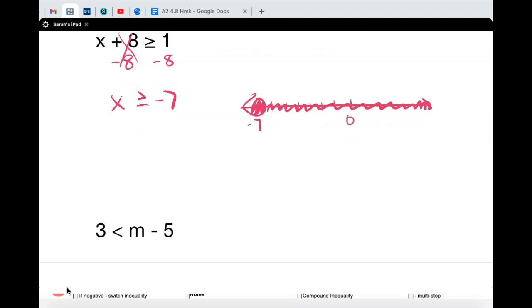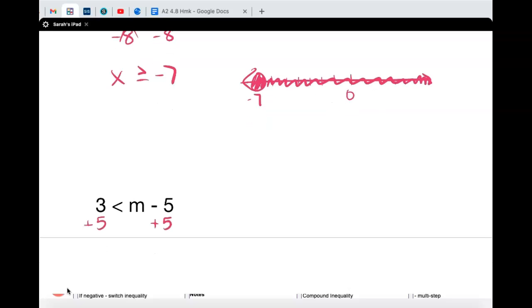Okay. Here is the next. What should we do to both sides? I heard add 5 first. Okay. So same thing on the right side. 5's cancel. I'm left with m. And on the left side, we have 8.